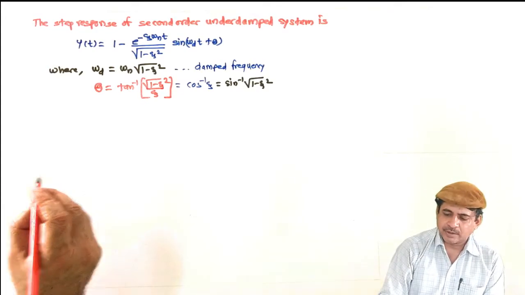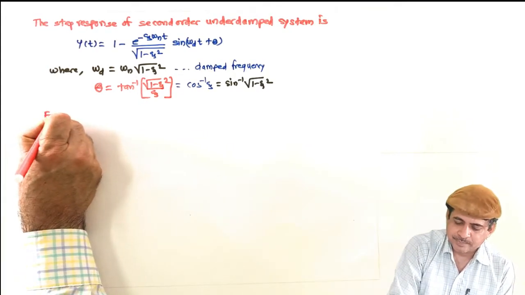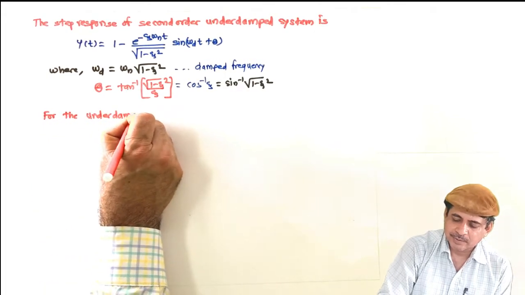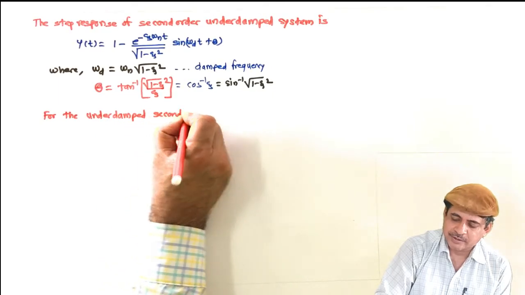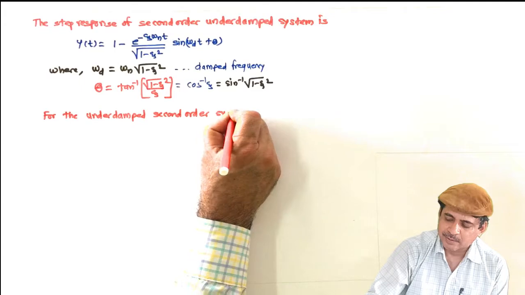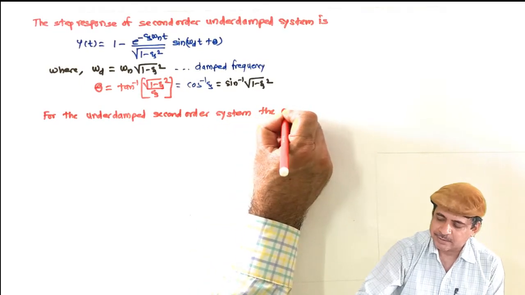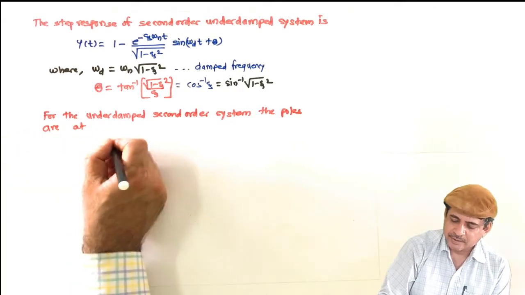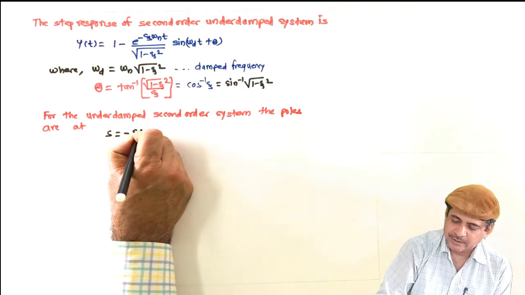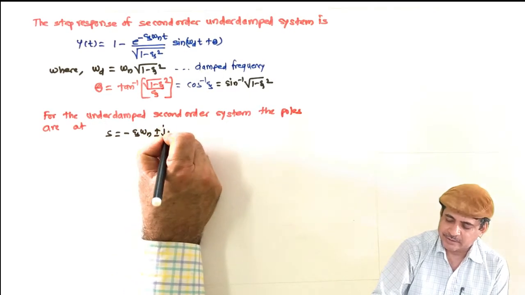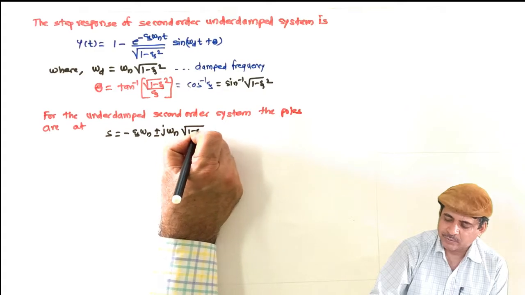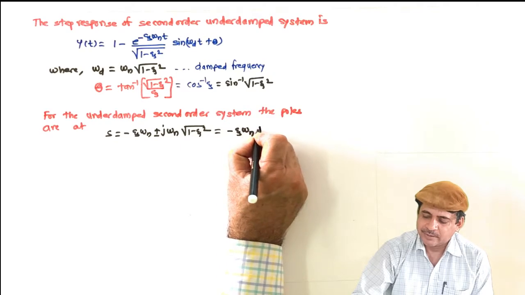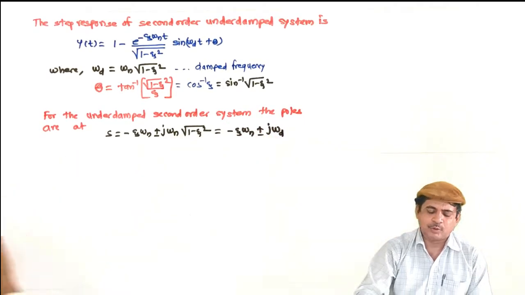So for the underdamped second order system, the poles are at s equal to minus zeta omega n plus or minus j omega n under root 1 minus zeta square, and this is omega d. So this is also equal to minus zeta omega n plus or minus j omega d. So these are the poles.